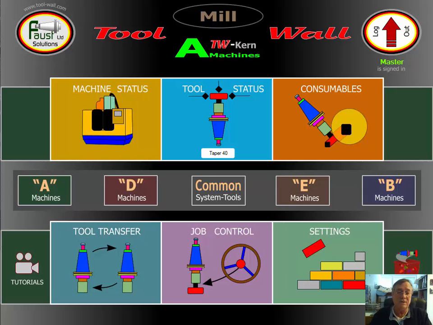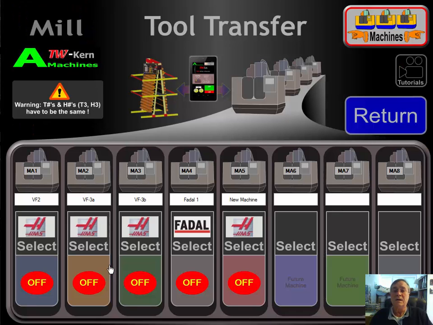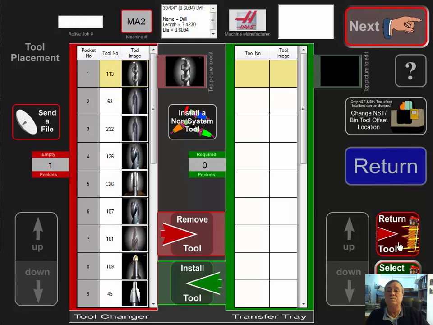I do have here my setup sheet, like you would have for any job. Even though Toolwall has a job control module which automates the whole process, if you're not comfortable with it, you can do it manually as you always have done. So in this regard, we have to go to Tool Transfer. We're clicking on this module. In this case, we do want to use machine number 2, so we are selecting machine number 2.